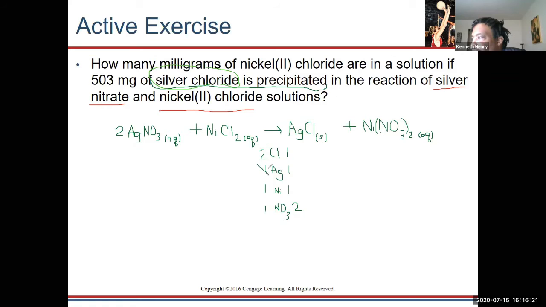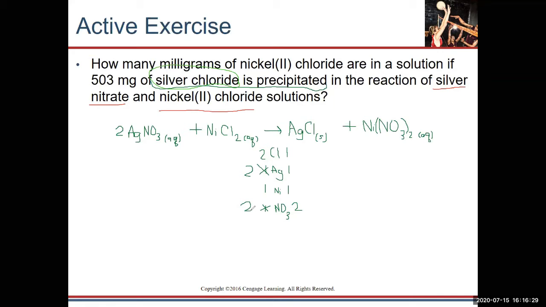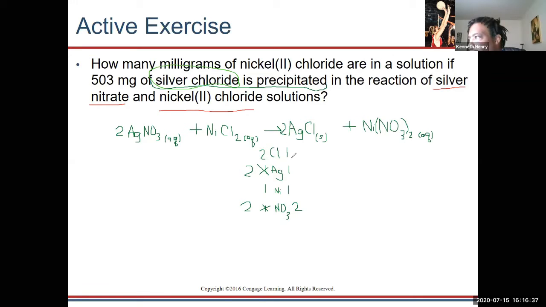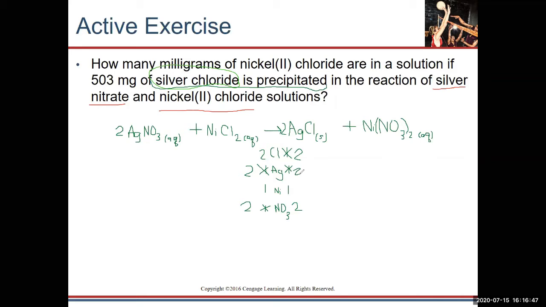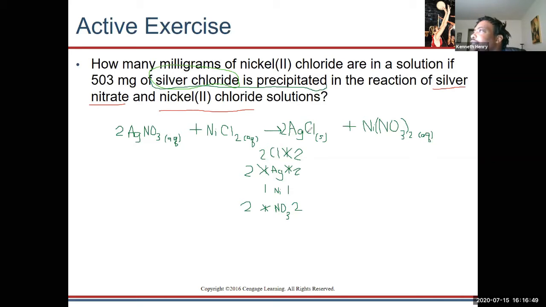Okay, so that means I have now, that's 2. This guy is 2. So the nitrates are balanced. And then on your product side, add a 2 coefficient in front of AgCl. So then that means we have everything balanced now? Yes. Okay, we're good to go. Now we're ready to start.